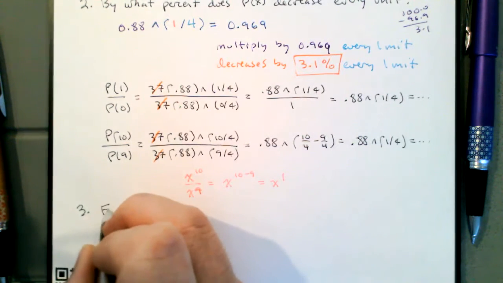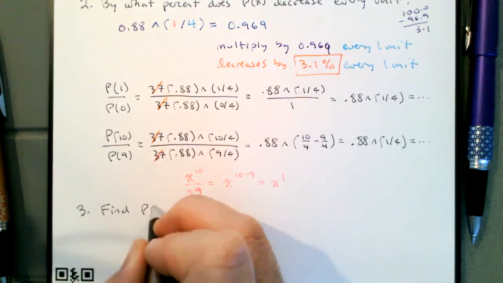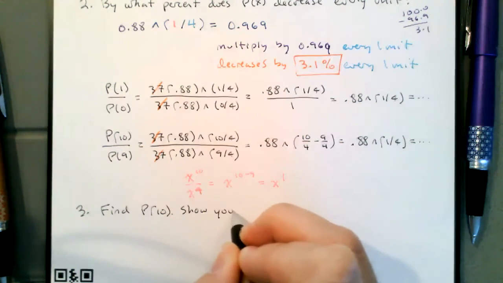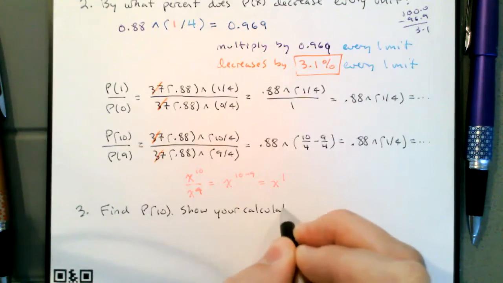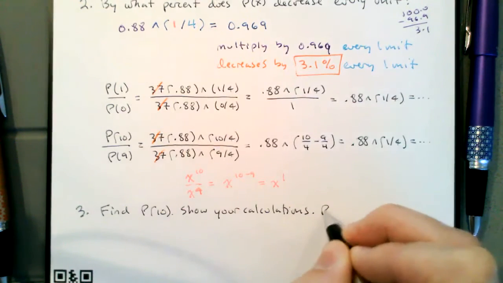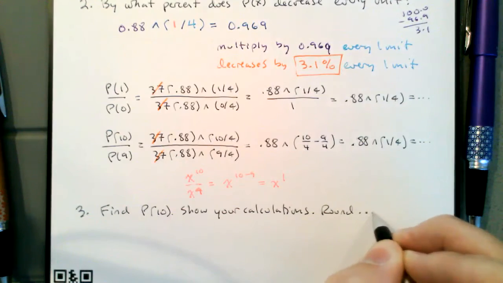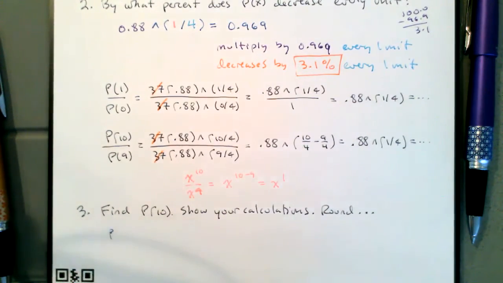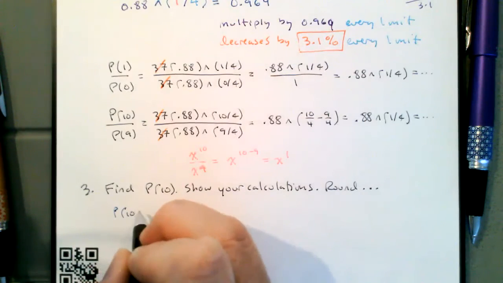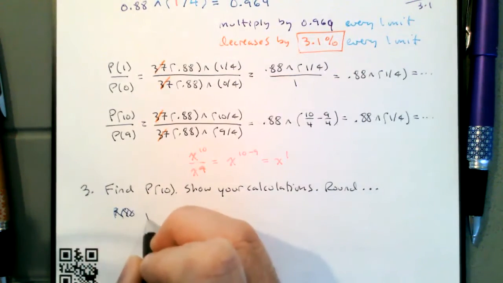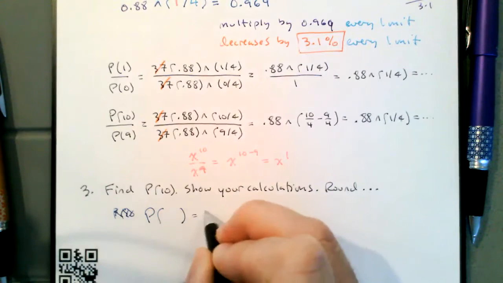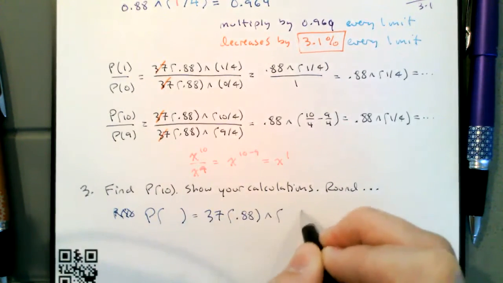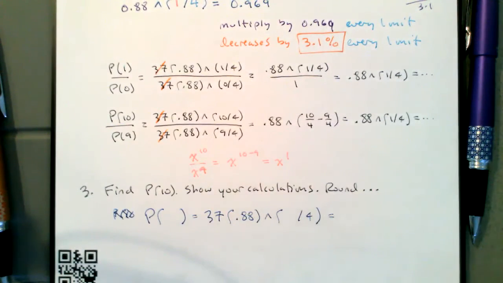So I might say find P of 10. Show your calculations, round your answer. So to find P of 10, we're just going to plug in 10 for the X. So P of 10, I've been highlighting the 10. So P of whatever is 37 times 0.88 to the whatever that is divided by 4. And that's just what we plug into the calculator.